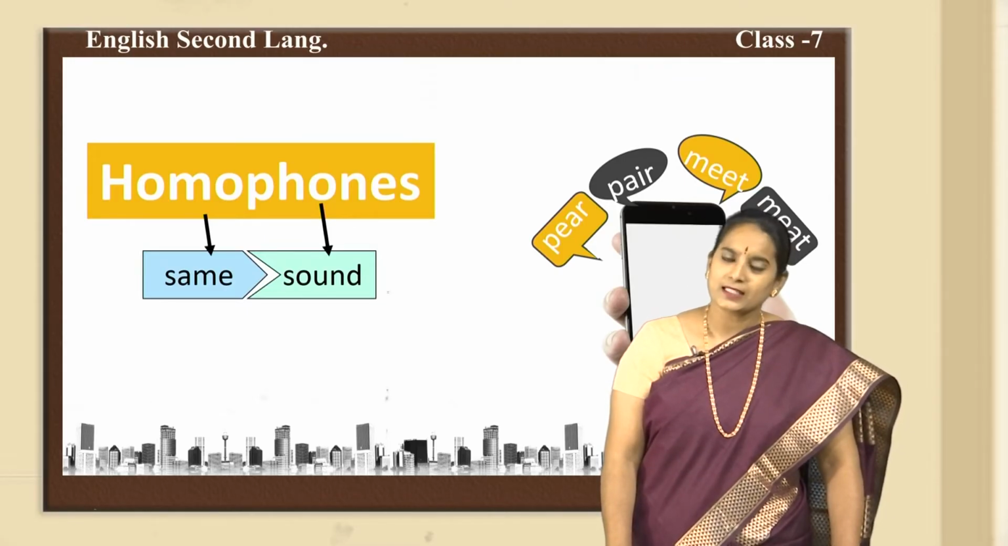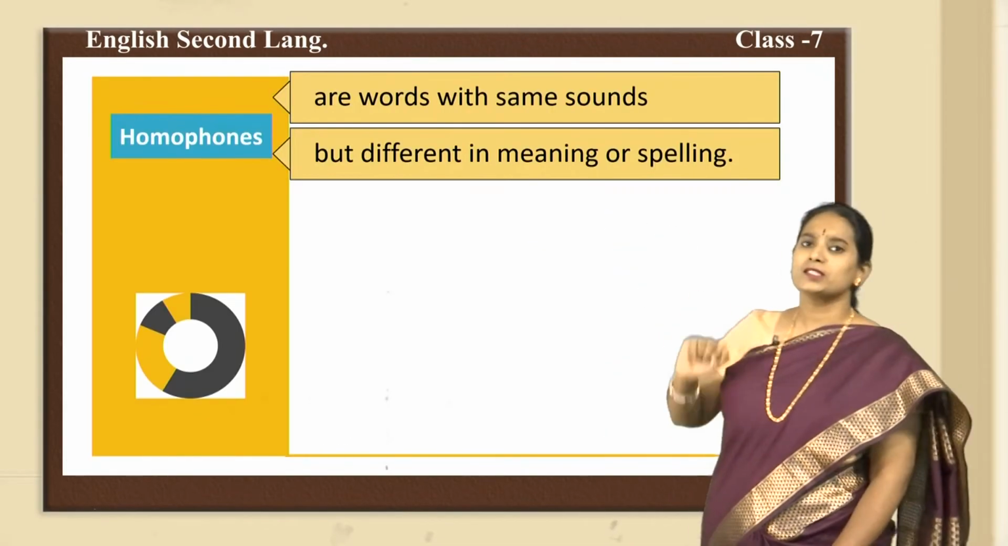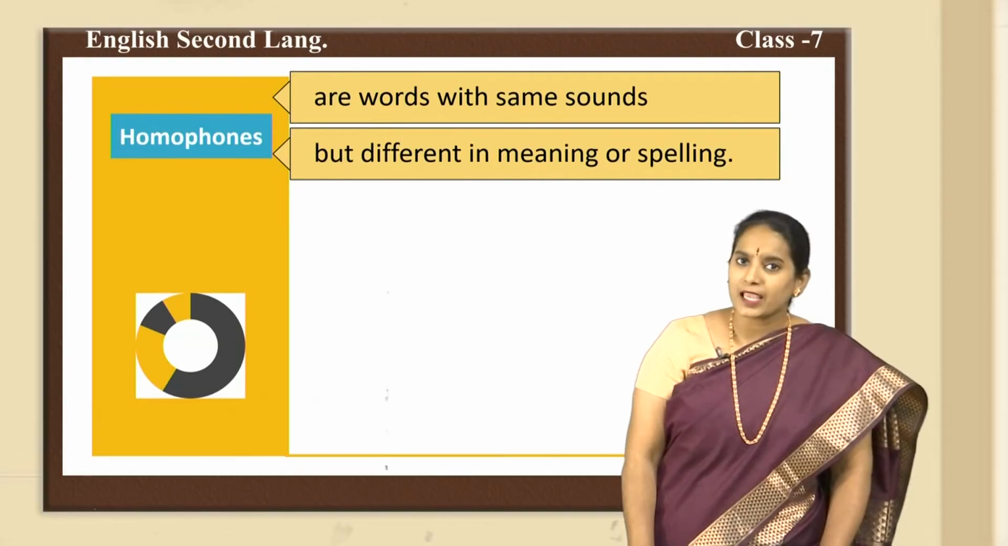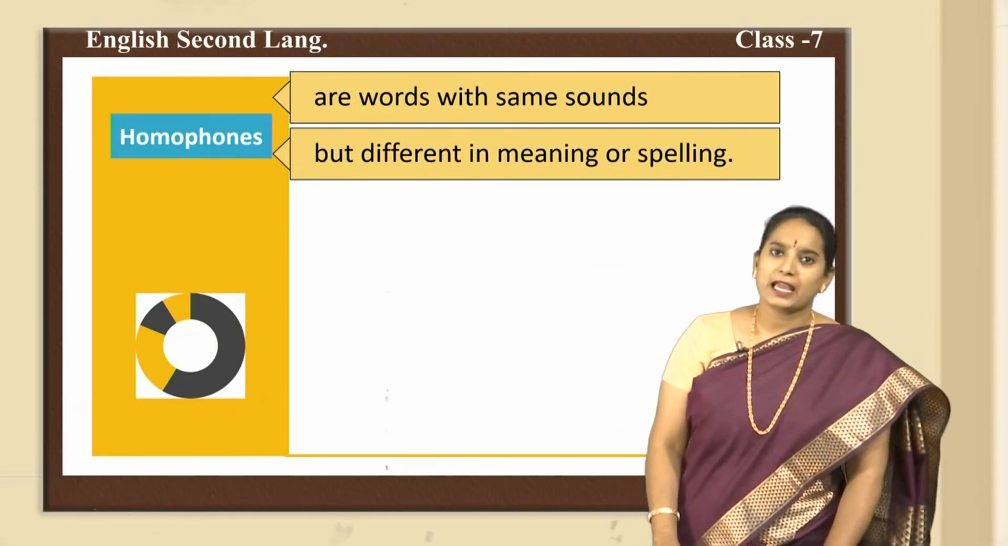Now, let's understand this in detail with a few examples. Homophones are words with same sounds but different in meaning and spelling.